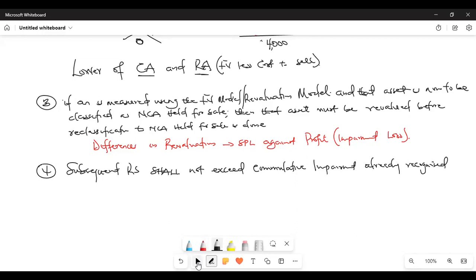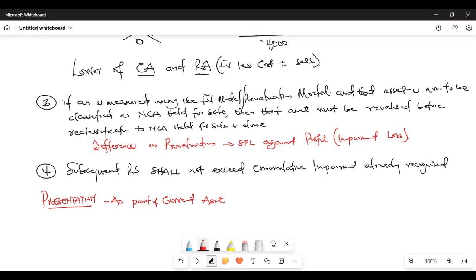Please note that NCA held for sale is presented within current assets. That is the last item in current assets. If you check your IAS 1, you will see that this is presented as part of current assets. So take note of that.